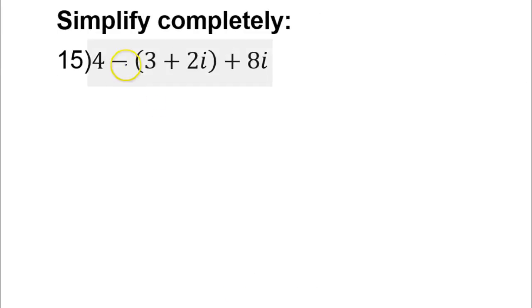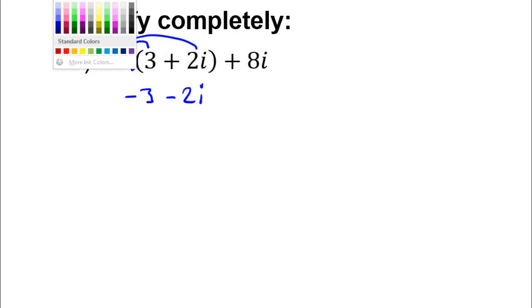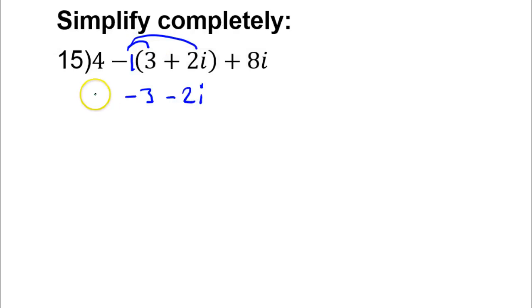Well, if you have a negative sign in front of parentheses, you should treat that like a -1 and distribute that -1. So -1 times 3 is -3. -1 times 2i is -2i. So now I have distributed that. So I'm going to bring down the 4, and I will bring down my 8i.